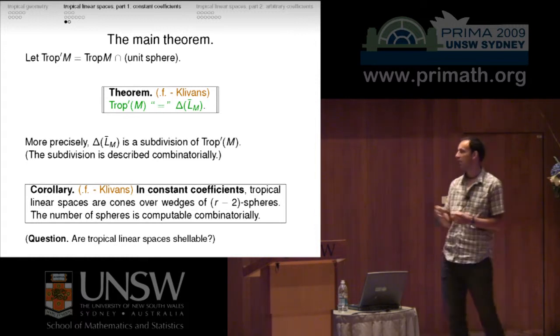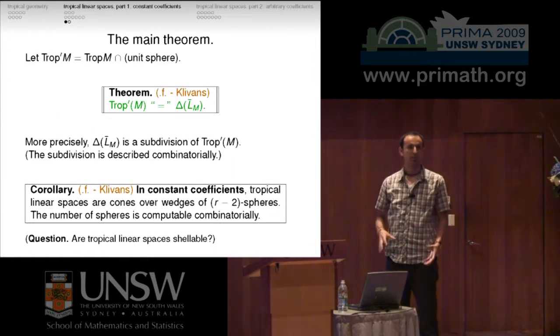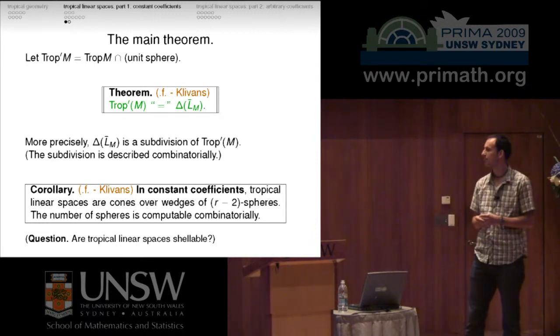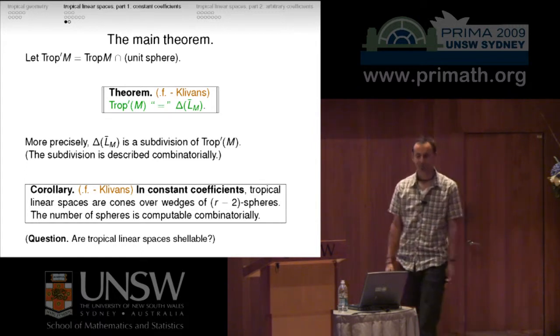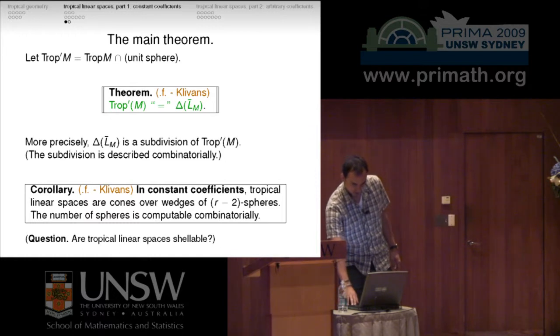And what we found is that at least in constant coefficients, a tropical linear space is just a cone over a wedge of spheres. And we can say exactly how many spheres there are in terms of the combinatorics. So in a sense, this object couldn't be nicer. That's the main theorem on the constant coefficient case.